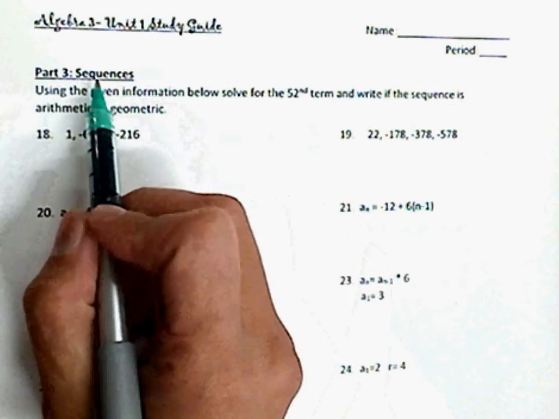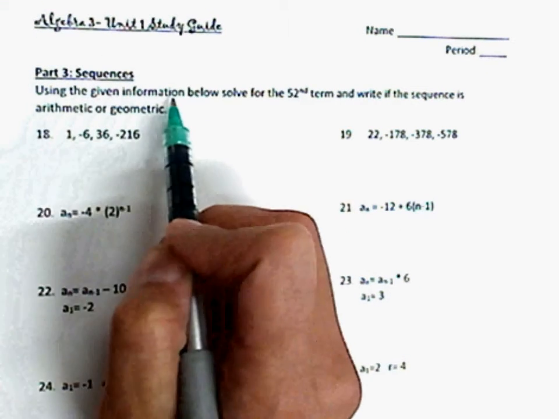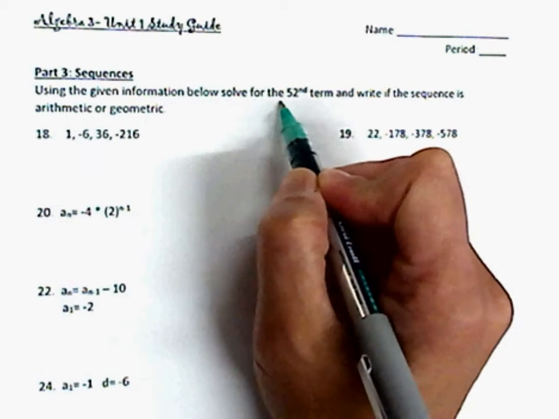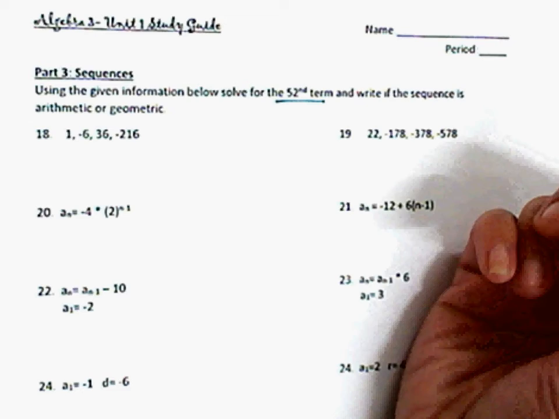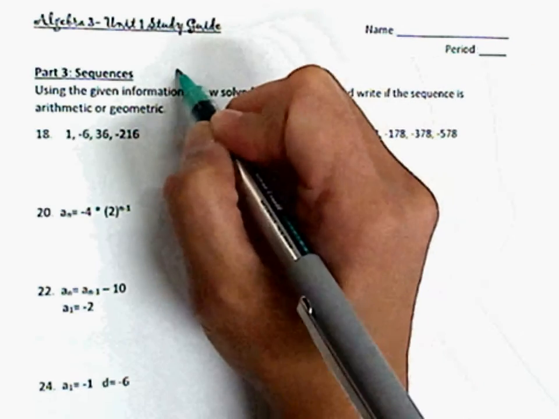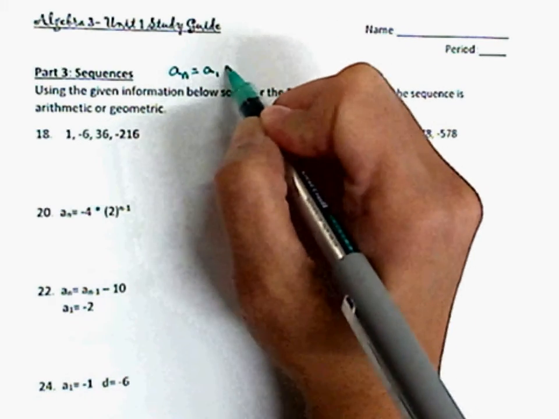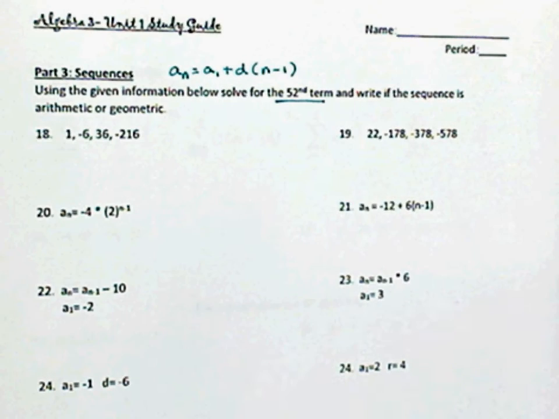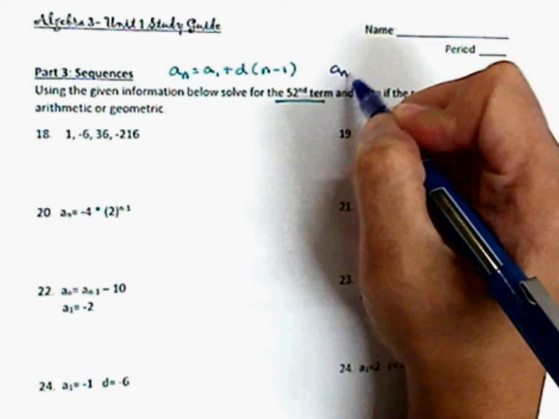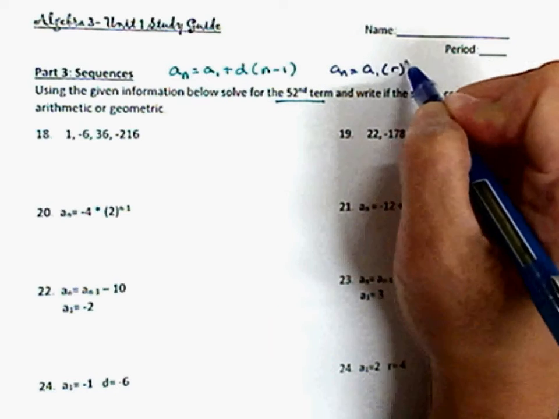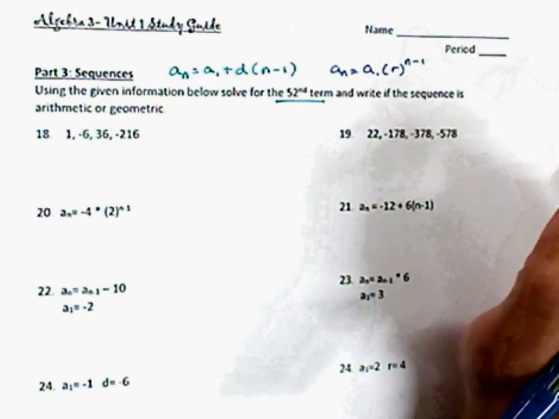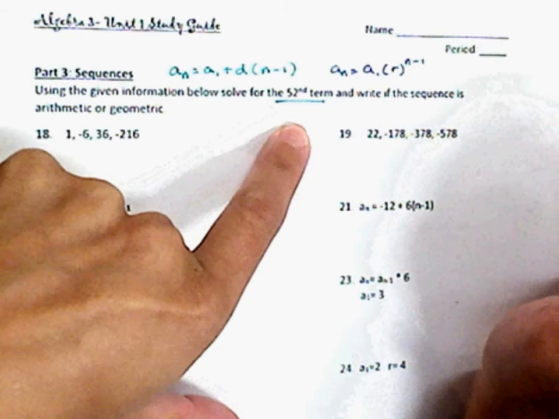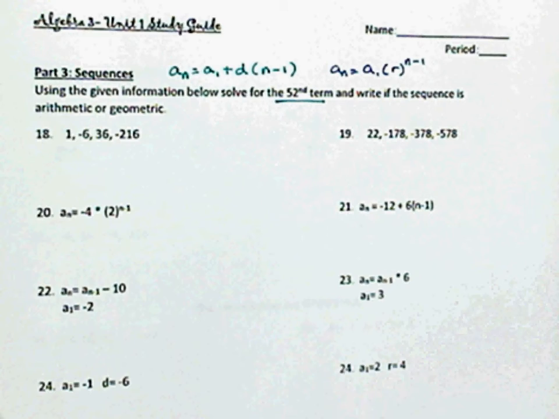Alright, this is part 3, Sequences. Using the given information below, solve for the 52nd term and write if the sequence is arithmetic or geometric. So I'm looking for a term, okay? Let's go ahead and give you those two formulas. a sub n equals a sub 1 plus d times n minus 1. That one is your arithmetic. The other one, a sub n equals a sub 1 times r raised to the n minus 1. That one is your geometric, and both of these are explicit, and you want to use explicit to solve for the 52nd term.